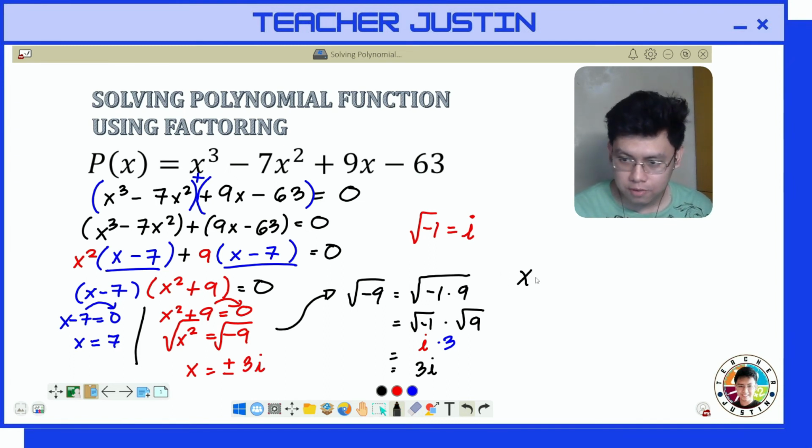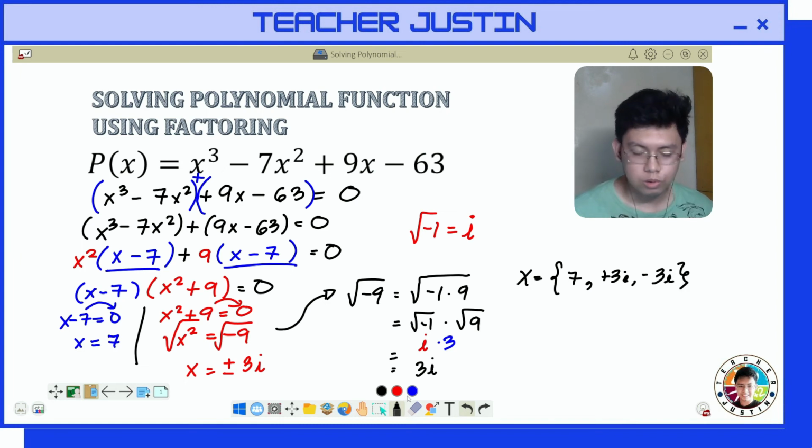Now that we have our values of x, let's write our final answer. The values of x of this polynomial function will be 7, positive 3i, and negative 3i. So, in short, we will be dealing with imaginary zeros. And that will be our final answer.